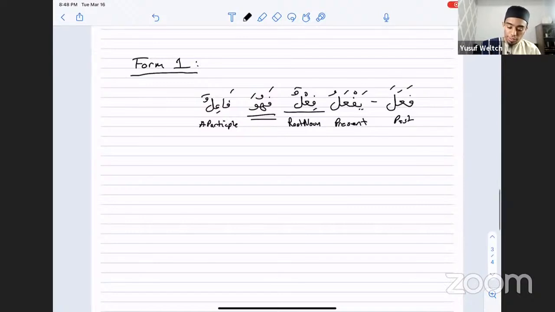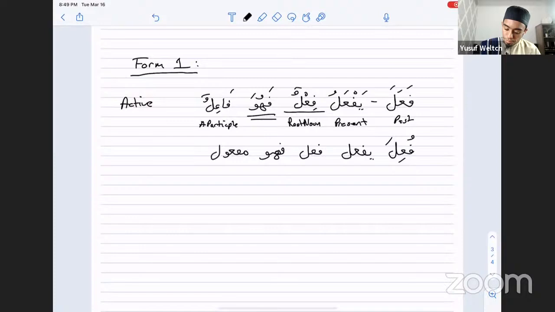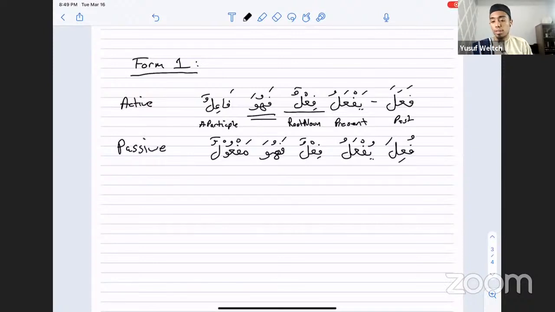Right, so this is form 1, and this is all active. And then the second one would be fu'ila, yuf'alu. The root noun doesn't change. Fi'lun, fahuwa maf'ulun. Okay, and so this would be the passive. So if you memorize just those two lines for each form, you have everything.